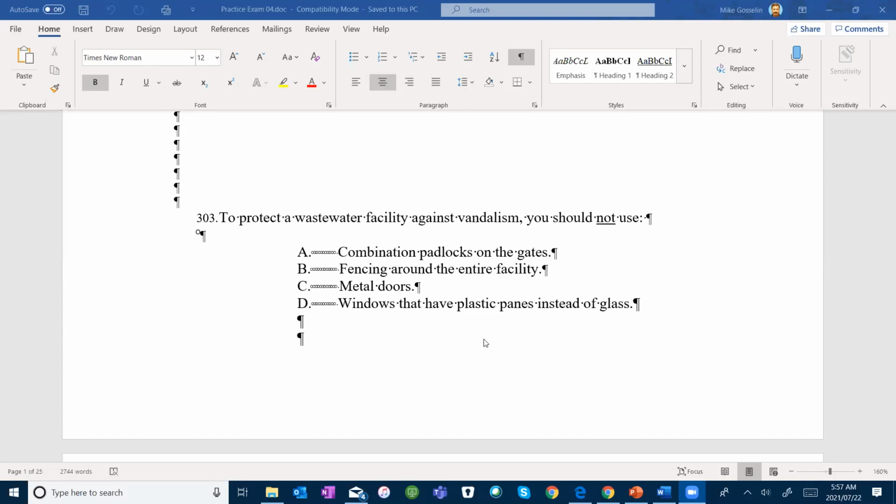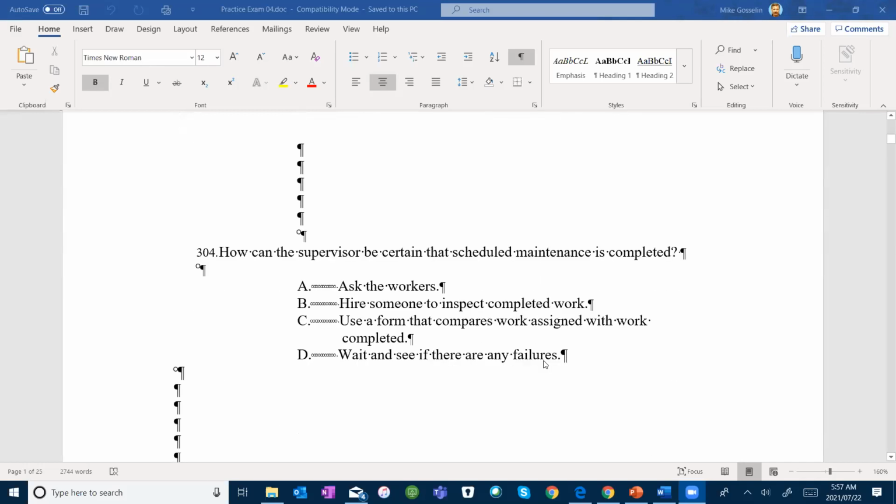If you think about vandalism, if somebody's going to throw a rock at something, like a window, if you had a plastic pane, maybe it would just bounce off, whereas a glass one's going to break. So that's how you take a look at this one. Okay. A little bit of a weird question, but something similar will be on your exam, for sure.